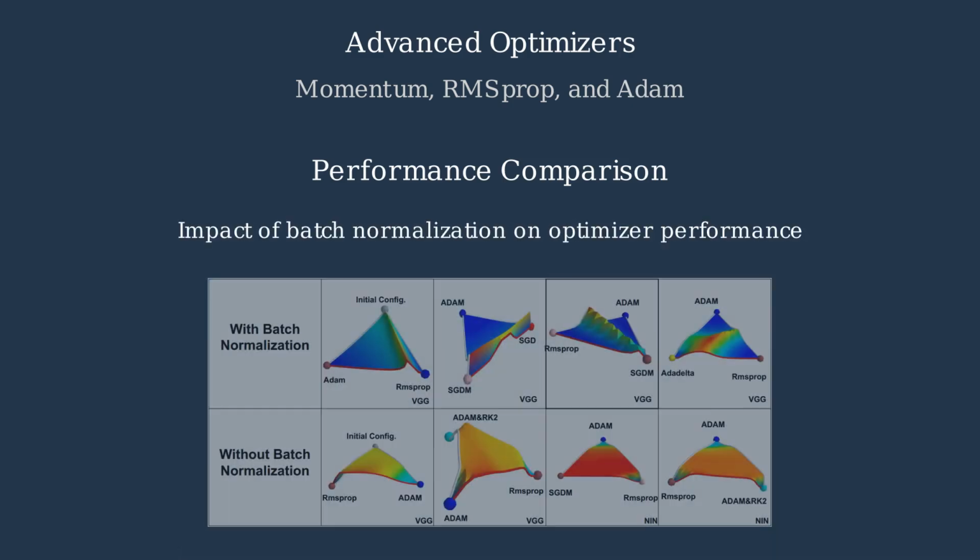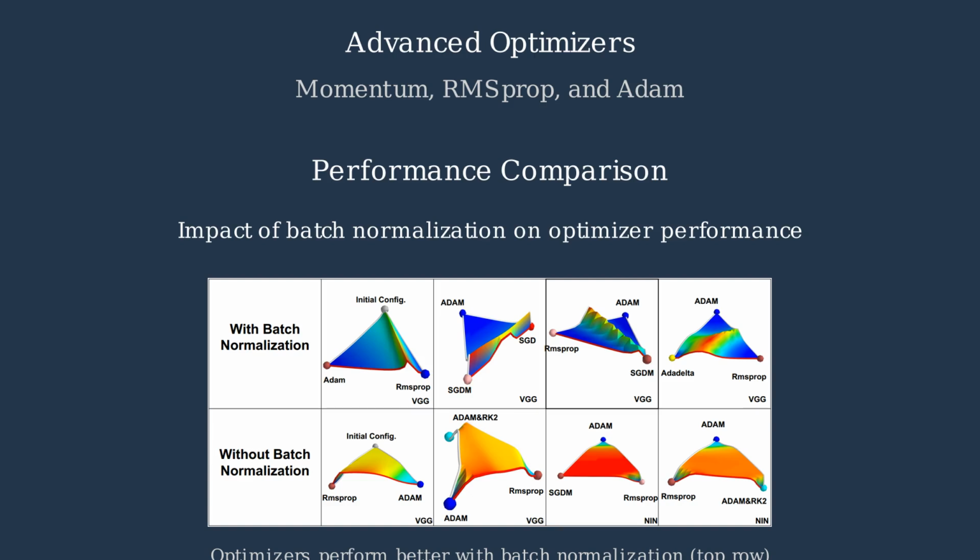Advanced optimizers can be further enhanced with techniques like batch normalization. This visualization compares optimizer performance with and without batch normalization. Notice how all optimizers benefit from batch normalization, but some gain more advantage than others.